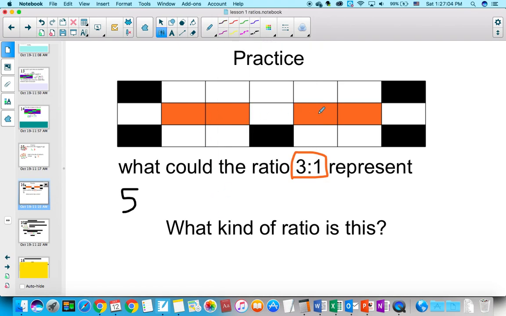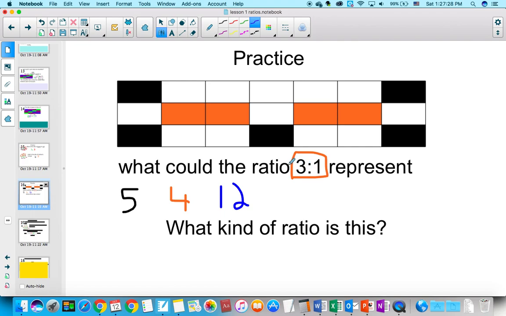We have 1, 2, 3, 4 oranges, right? And I can't obviously use white, so I'll use blue, 12 white, right? 1, 2, 3, 4, 5, 6, 7, 8, 9, 10, 11, 12. 12 white. So what is this ratio showing us? What does this ratio represent?